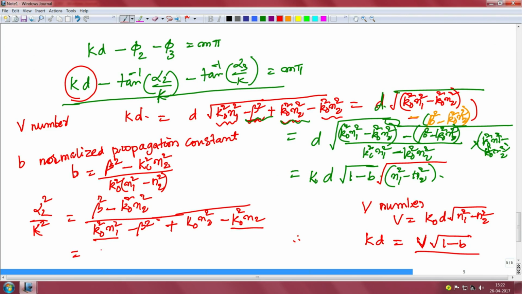So, we can write this as equal to beta square minus k0 square n2 square divided by k0 square n1 square minus k0 square n2 square as one term, minus k0 square n1 square minus beta square, minus k0 square n2 square, beta square minus k0 square n2 square.